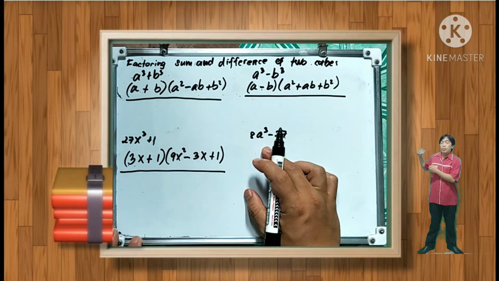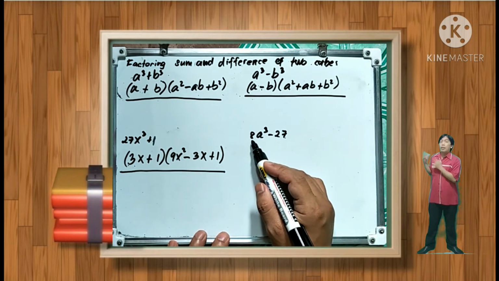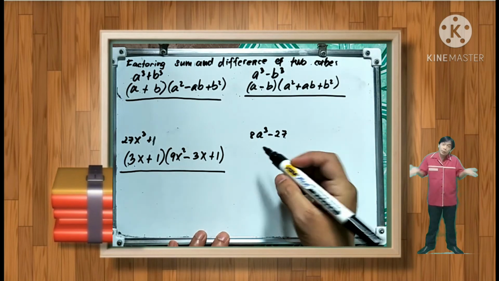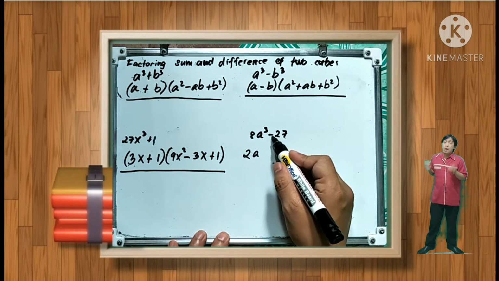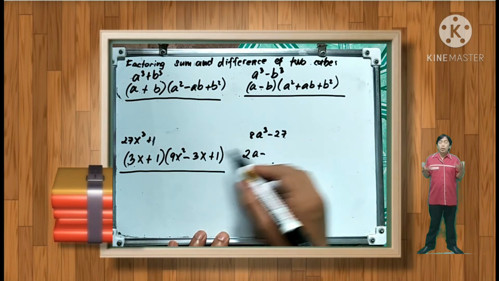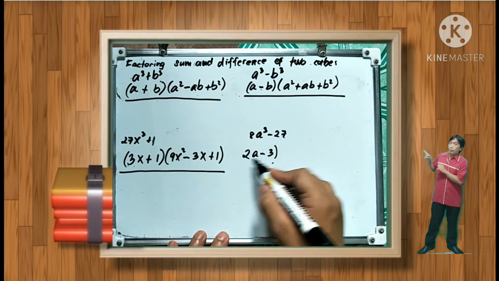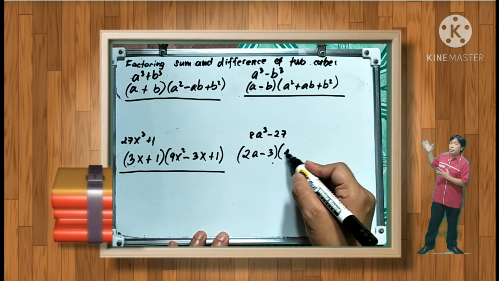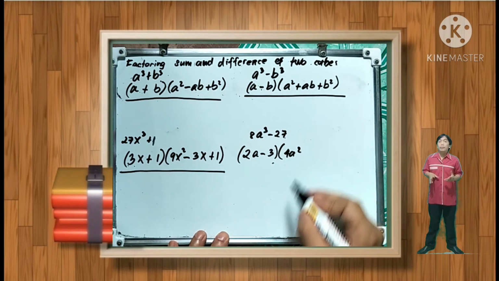Let's proceed to the last example. 8a cubed minus 27. What is the cube root of 8? Which is 2. 2 times 2 is 4, times 2 is 8. So we have 2. The cube root of a cubed is a. Since that is minus, let's put a minus. Let's get the cube root of 27 coming from here. The cube root of 27 is 3. So for the trinomial on the right, squaring the first term, that is 4a squared. 2a times 2a, that is 4a squared.